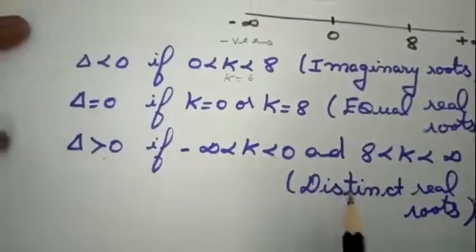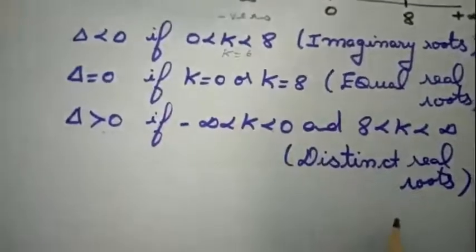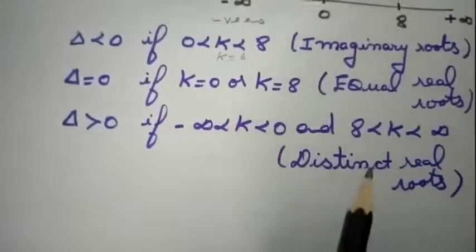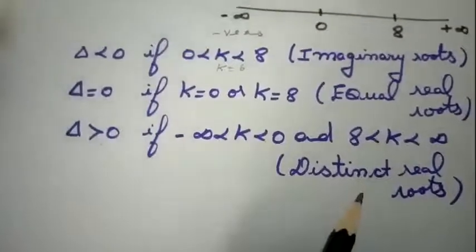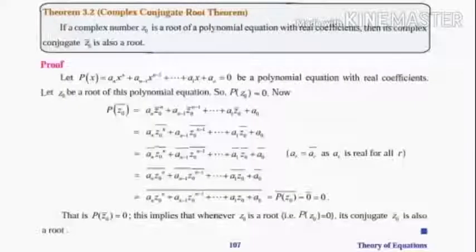So, this is the concept of the nature of the roots. This is the only sum which is based on the nature of the roots, and the remaining four sums are based on theorems. Before starting exercise 3.2 second sum, we are going to see two theorems now.